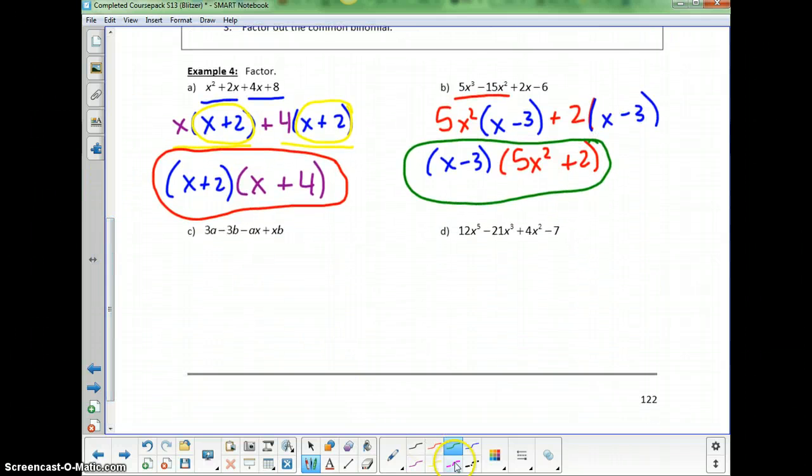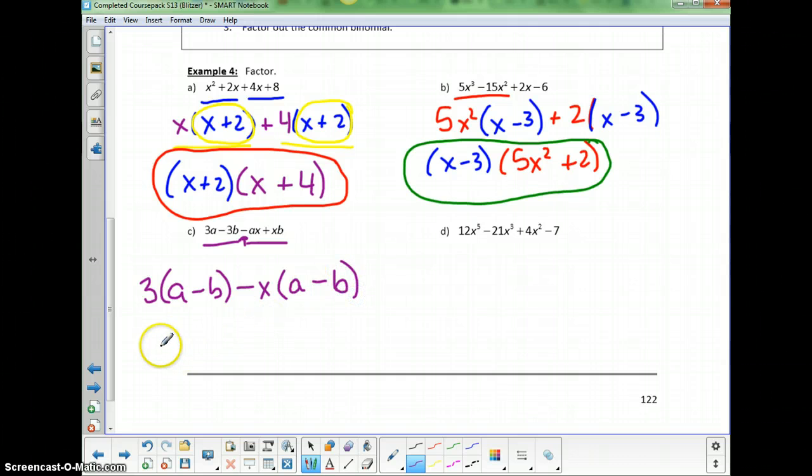Alright, let's look at our last two examples here. The first two terms have a 3 in common. If I take that out, it leaves me with a minus b. And the second two terms have an x in common, but notice that the first one is negative, so I'm going to be factoring out a negative x. A negative divided by a negative is a positive, a positive divided by a negative is a negative b. So a minus b is in common. When I factor that out, I'm left with 3 from the first term minus x from the second term.